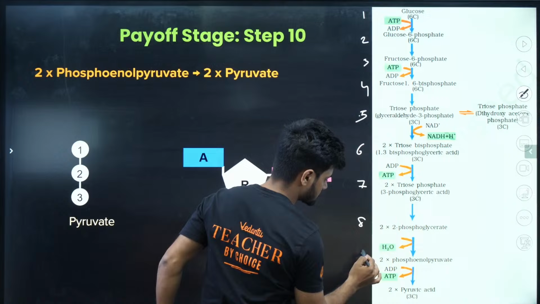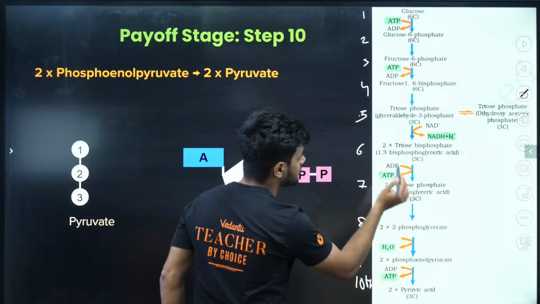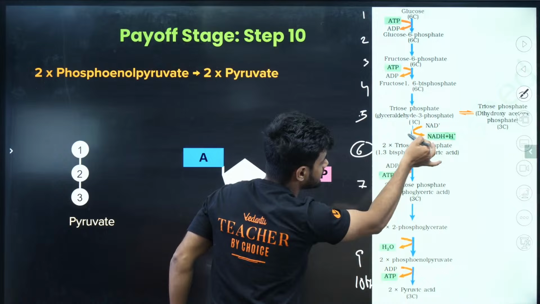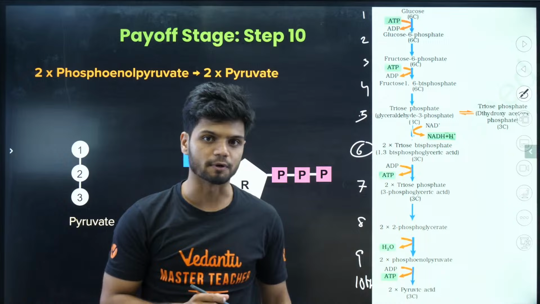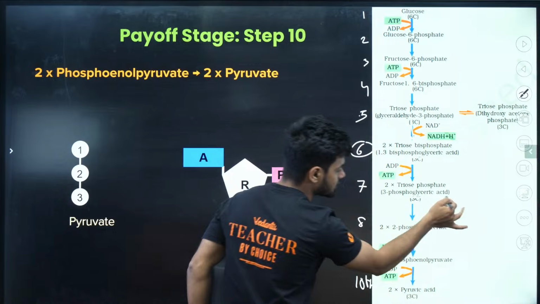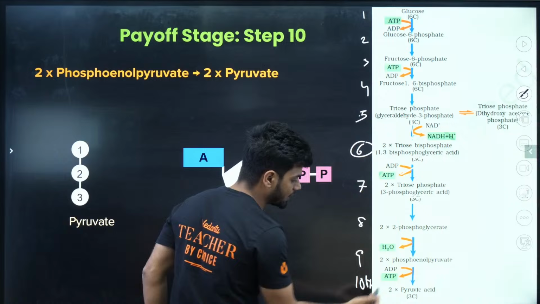They can ask you in which step the NAD is produced. It should be here in the 6th step. Here, NAD is produced in the 6th step. Then they will ask you directly in which step the ATP is produced. You should tell me that in the conversion of 1,3 bisphosphoglycerate to 3 phosphoglyceric acid, ATP is produced. And while converting phosphoenolpyruvate to pyruvic acid, ATP is produced. That's how the question can be asked.